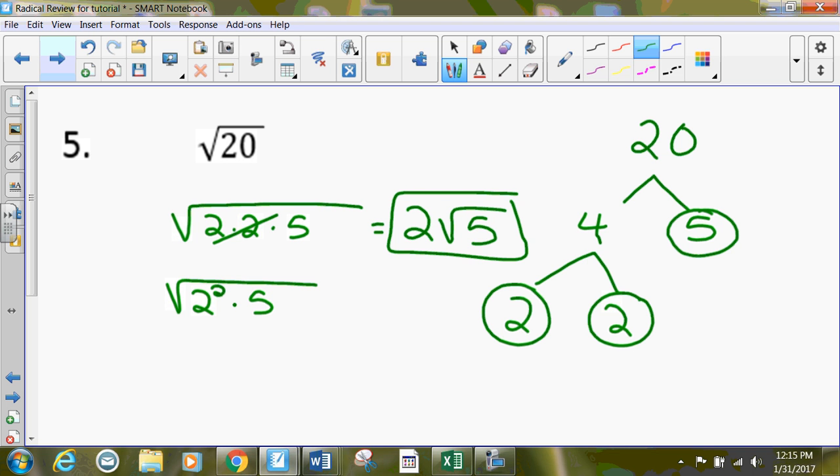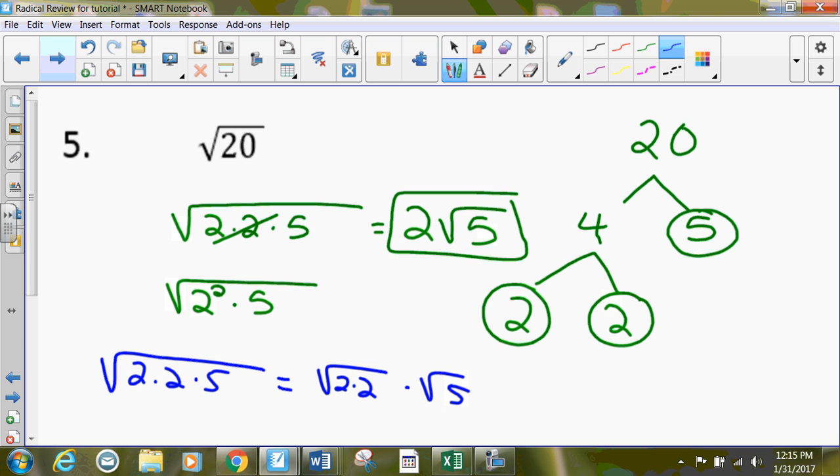Okay. We could rewrite this. Now, once again, I'm trying to give you different ways to think about it. We could rewrite, since we had this, 2 times 2 times 5, we could rewrite it as this, square root of 2 times 2 times the square root of 5. That's the same thing. And once you do that, then you can see, oh, we've got 2 and then times square root of 5.